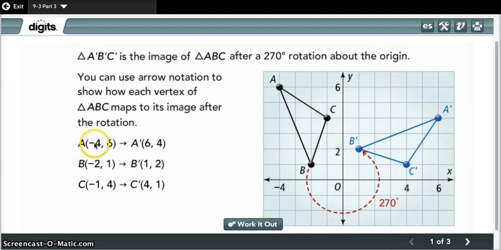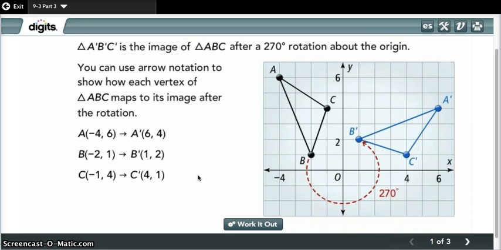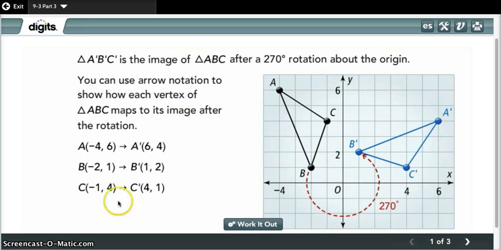So you would say A at -4, 6 rotated to this arrow, A prime at 6, 4. Okay, and then here's B. B was -2, 1, and it rotated to B prime, 1, 2. C was -1, 4. It rotated to 4, 1. All right, and if you want some bonus points here, see what you notice about all of these numbers. See if you can see a pattern here in these numbers.